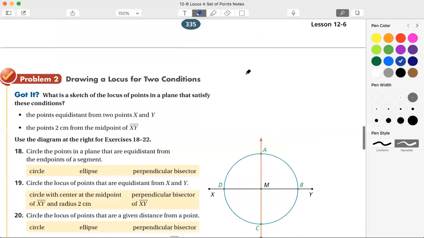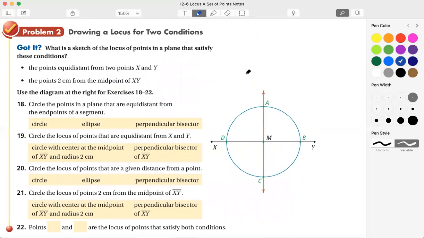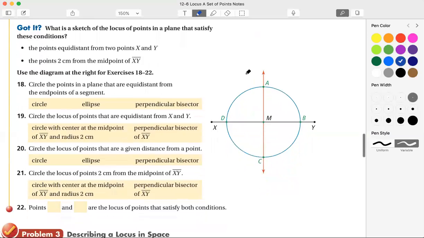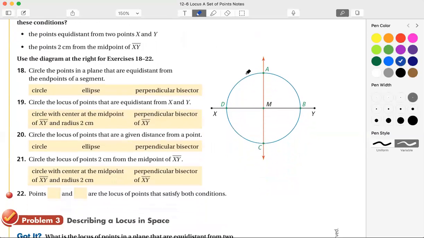Okay, so problem number 2. What is a sketch of the locus of points in a plane that satisfy these conditions? The points equidistant from 2 points, X and Y, and the points 2 centimeters from the midpoint of XY. We're going to use the diagram at the right to complete these exercises. Circle the points in the plane that are equidistant from the endpoints of a segment. That would be the perpendicular bisector.